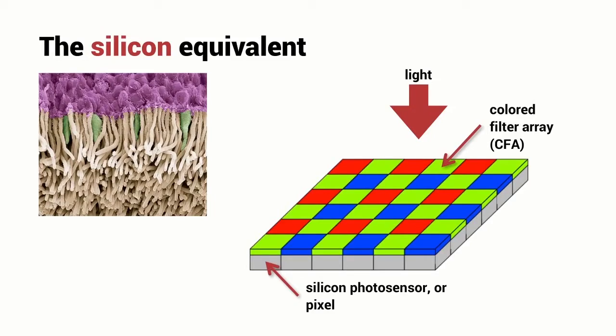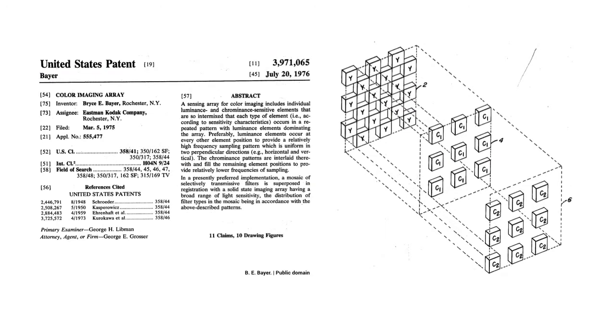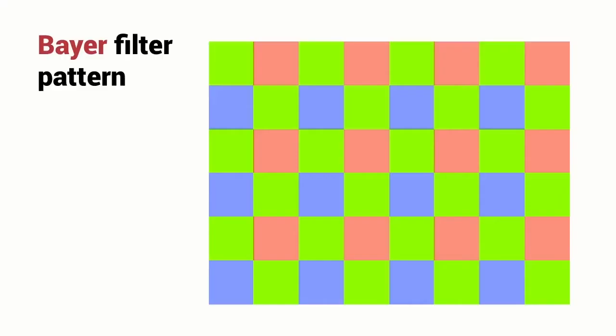Most color cameras use an array of color filters that looks something like this. This pattern of color filters is frequently referred to as a Bayer filter array and is named after Bryce Bayer, who invented this idea way back in 1976. The fundamental element in the Bayer filter is a 2x2 grid. It contains 2 green filters, 1 red filter, and 1 blue filter.